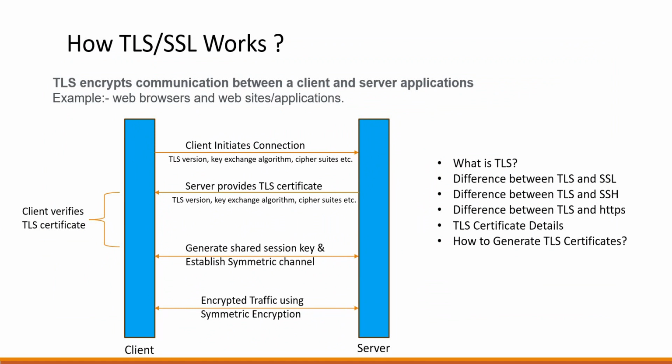Now we have discussed TLS, which encrypts the data communicated between client and server applications. Now let us see what is the difference between TLS and SSL. SSL, which means Secure Socket Layer, does the same thing as TLS. It also encrypts the data communicated between client and server applications. But the difference is that TLS is the upgraded version of SSL and it is more secure and efficient when compared to SSL. So what is the difference between TLS and SSH?